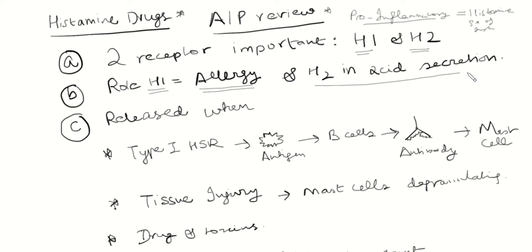The H2 receptor in the stomach causes acid secretion. We have our stomach, and there's hydrochloric acid that's produced in there. The H2 receptor has a role in that function.